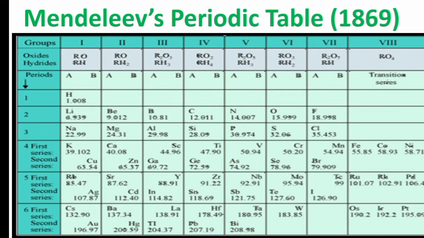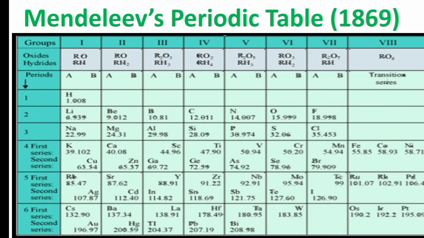So from that he concluded, and his law was made. His law states that properties of elements are periodic functions of their atomic masses. Because of this periodic arrangement, he called his table the periodic table of elements.